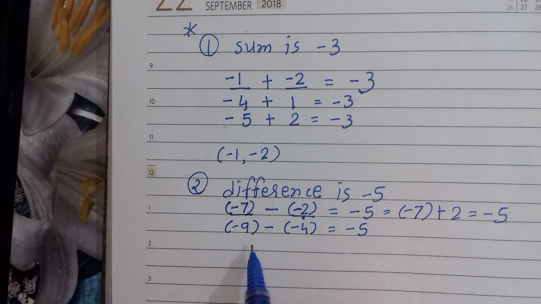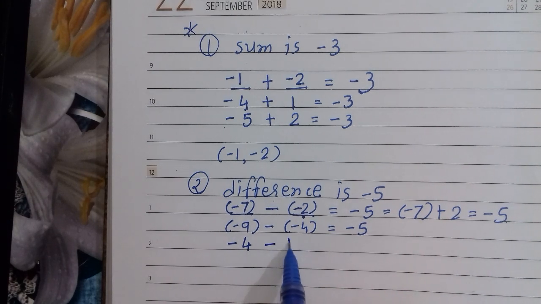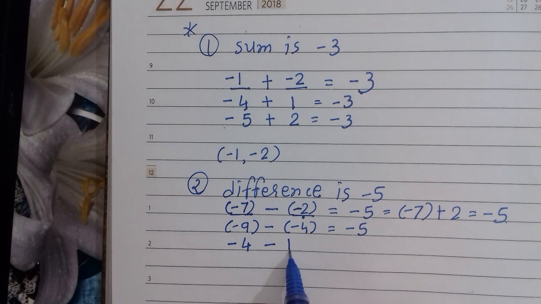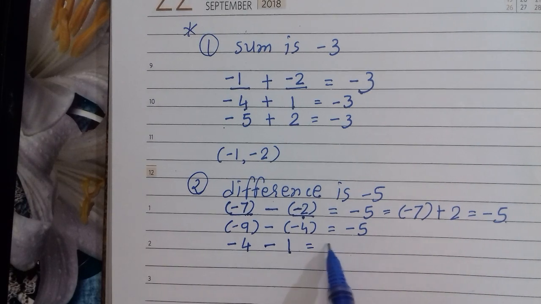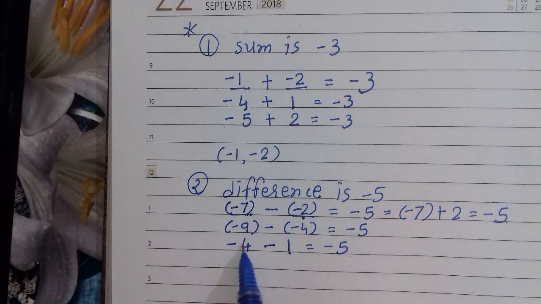Suppose you want one negative and one positive integer. So what will you write? Minus 4 minus 1. Here minus 4 is a negative integer and 1 is the positive integer, and their difference is minus 5. So these are the pairs whose difference is minus 5.